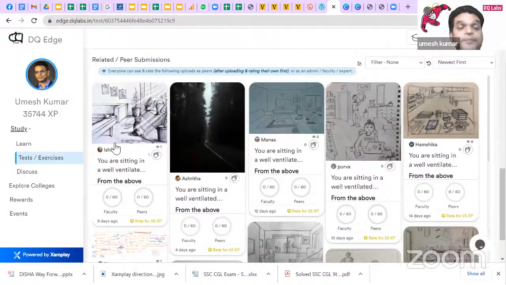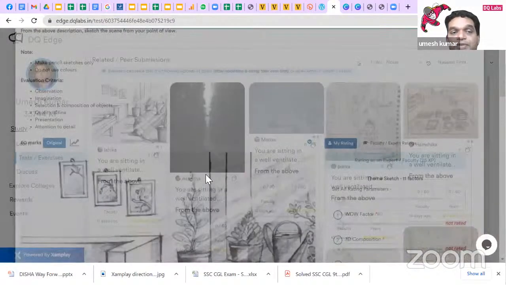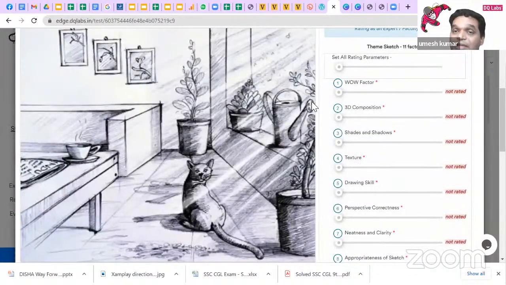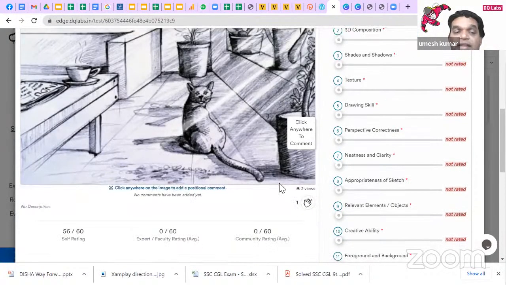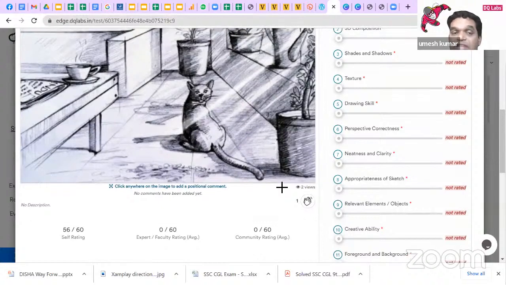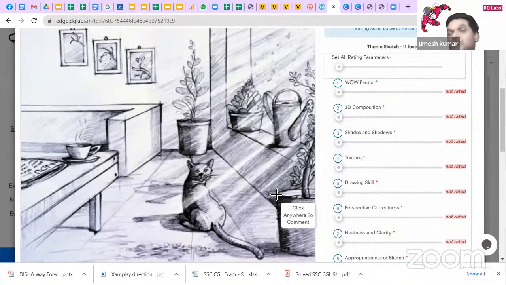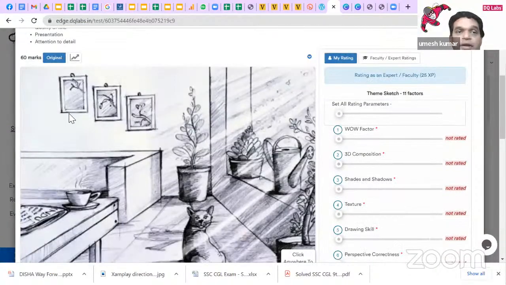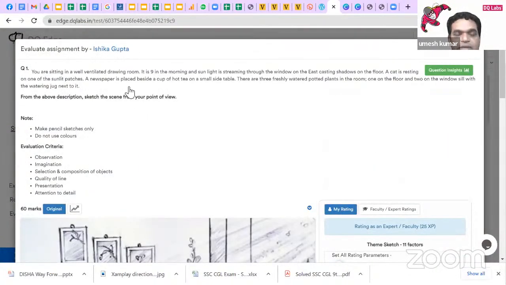You can see the works of all the past year students. For example, here Ishika has done this beautiful work. Another beauty is you can also rate the student works, and we highly encourage you all to do this, because there is so much learning that happens when you self-rate and peer rate other student works. So that is regarding the sketching part. Now, let us go to the aptitude part.